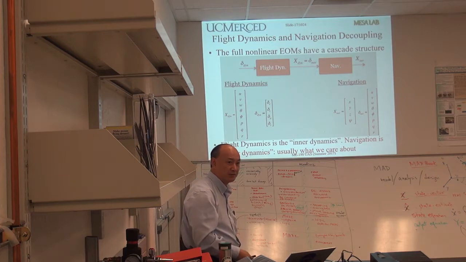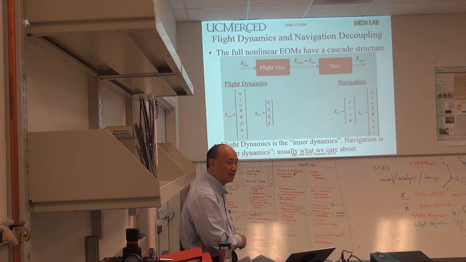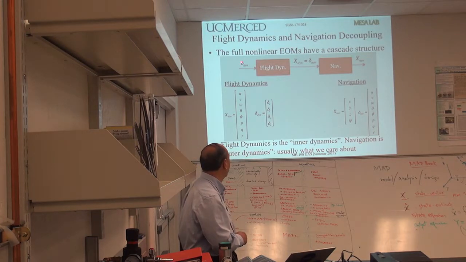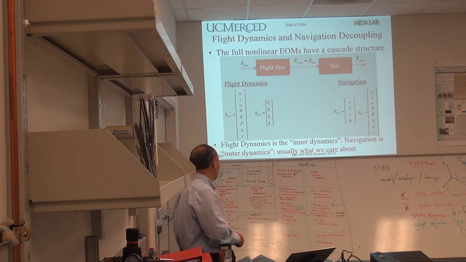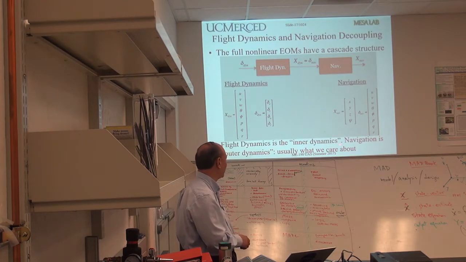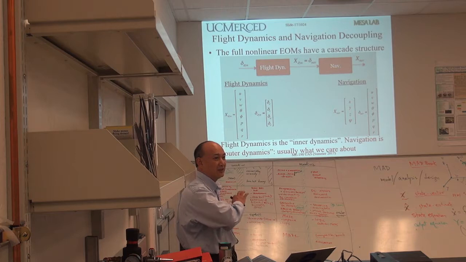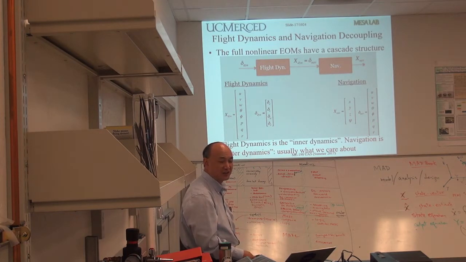So it's an inverse problem. Given x, find me delta, right? So that's navigation or control. But flight dynamics is given the delta, what is the x? Do you see that? Okay. So they are cascaded, in fact. The flight dynamics is considered the inner dynamics, and navigation is the outer dynamics, which is usually what we care about. If you want to do a nice job in navigating the aircraft, you have to do a good job on the inside.